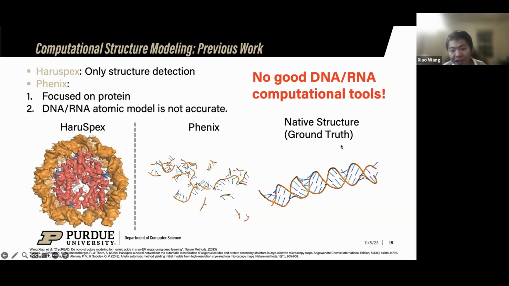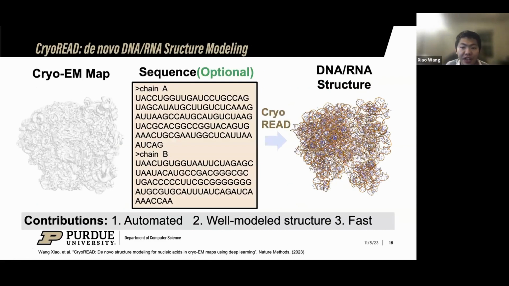If we compare the Phenix model structure with the native structure on the right, you can see it can't even locate the DNA and RNA regions very well, not to mention model them accurately. In short, up to now, there are no good DNA and RNA computational tools. To address this need, we propose CryoREAD, which takes a cryo-EM map as well as an optional sequence to automatically build the DNA and RNA structures. Compared to previous tools, it's fully automated and it can build real model structures. And based on deep learning, it's quite fast and smooth.